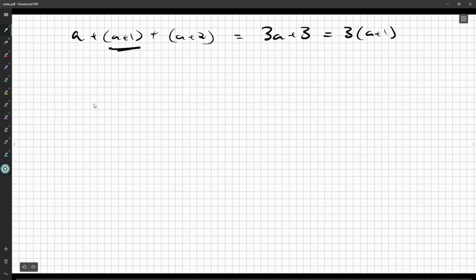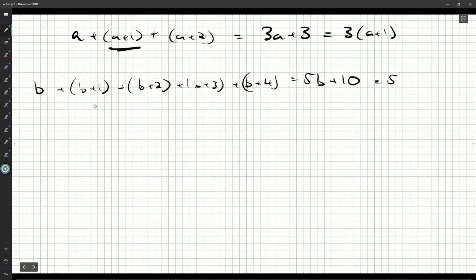Same, for example, works with 5. So if I did b plus the next number, b plus 1, and so on, you'll have 5 b's. And then 1, 2, 3, and 4. That adds up to 10. And if you take out a factor of 5, you'll get b plus 2, the middle number. The reason this works is you pair things up, b plus 3 and b plus 1. Well, this is 1 less than b plus 2, this is 1 more, and adding those up they cancel out. We get 2 b plus 2s. They balance each other. Okay?